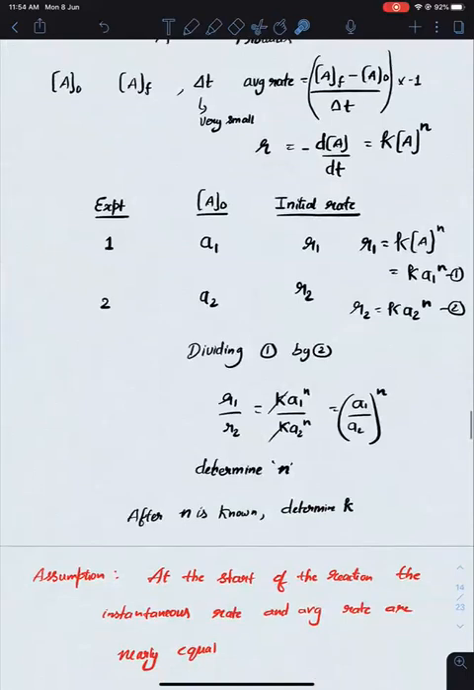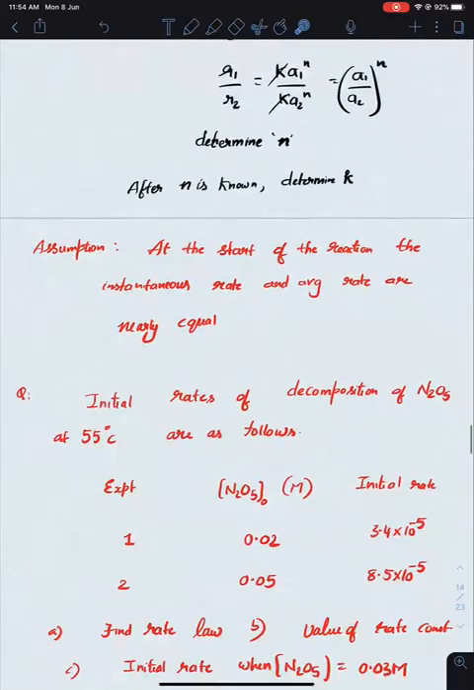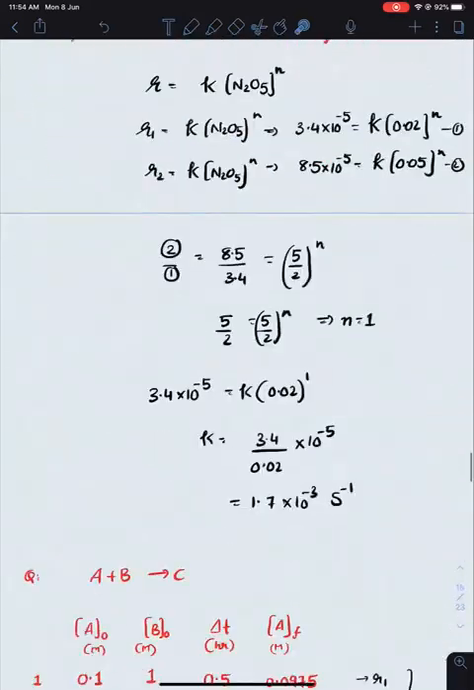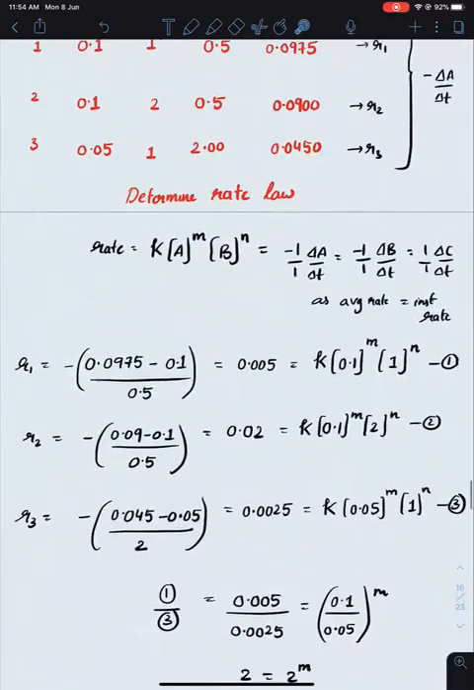So you have two data points and two equations are made. If you divide R1 upon R2, K will cancel out. You will get the value of n. Once you get the value of n, substitute in any of the equations, and you can find the value of K. I hope all these questions are clear.